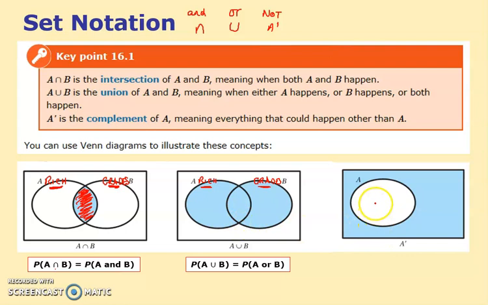This is the probability of A. This is really the probability that A doesn't happen. All you do is say the probability of A not happening is 1 minus the probability that A happens, because obviously they all add up to 1.